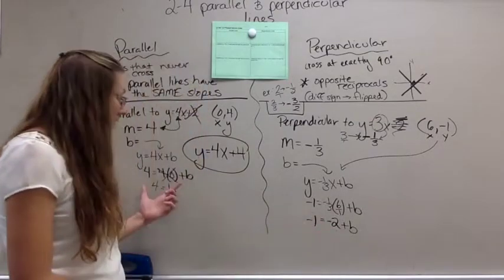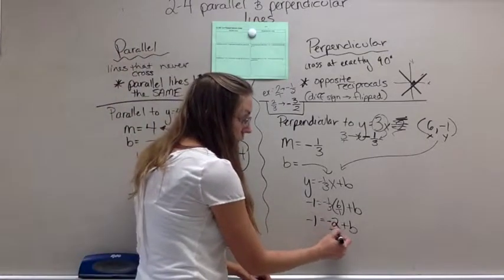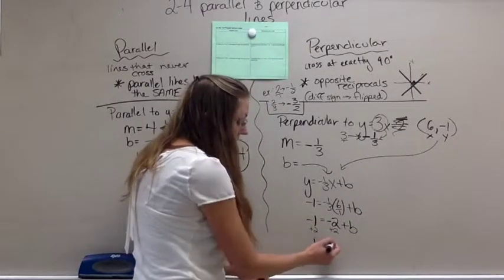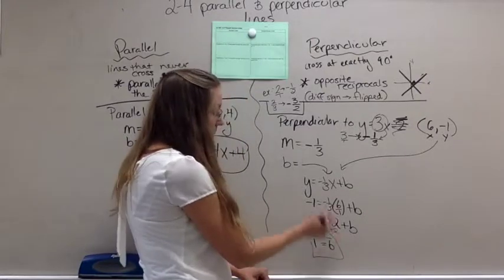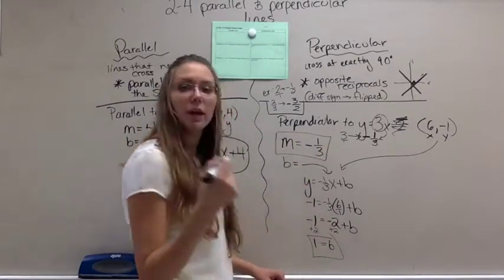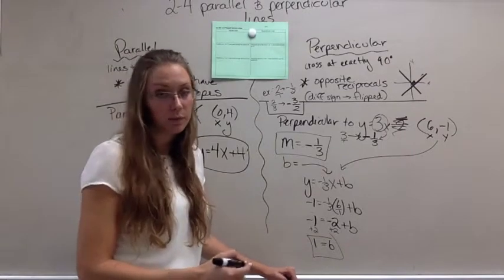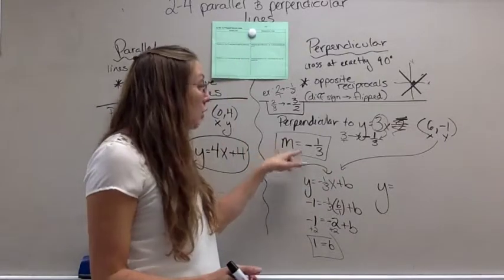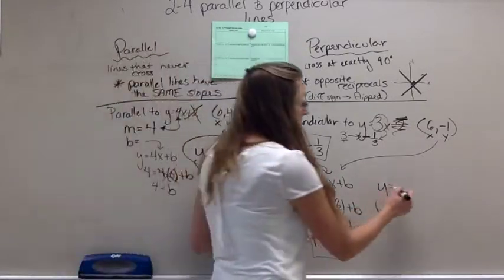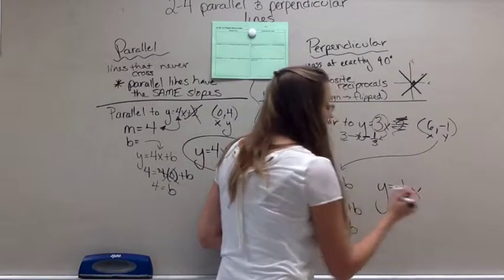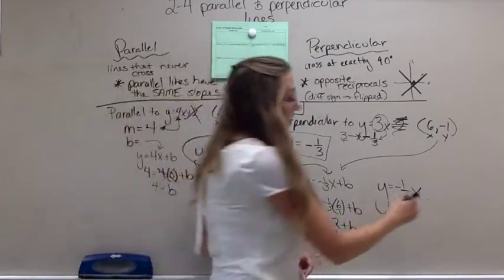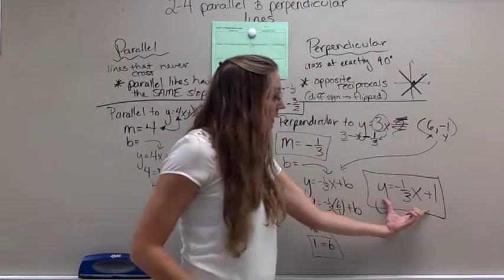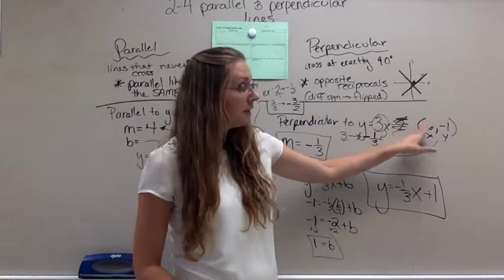Now again, we're at a nice easy step here. I just want to get my b alone. I'm going to add 2, and now I'm left with 1 equals b. This is not my answer. I take that piece, I take my m, and I want to write an equation in slope-intercept form. So it will be y equals my slope, negative 1/3, x, plus b, which is a positive 1, so plus 1. And this is a line that is perpendicular to this line and goes through the point (6, -1).